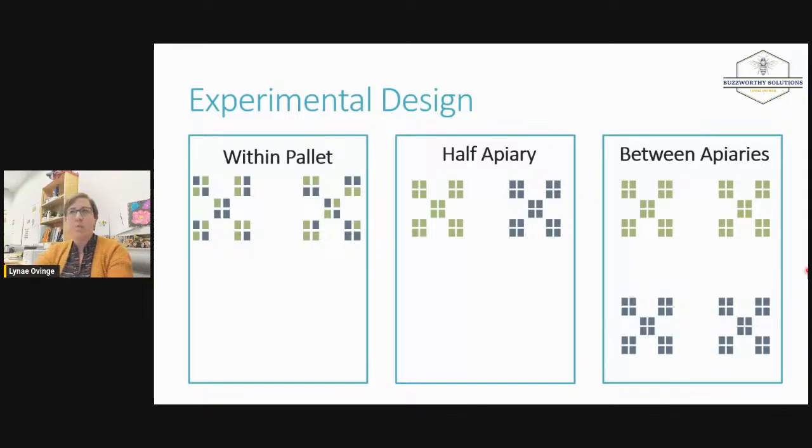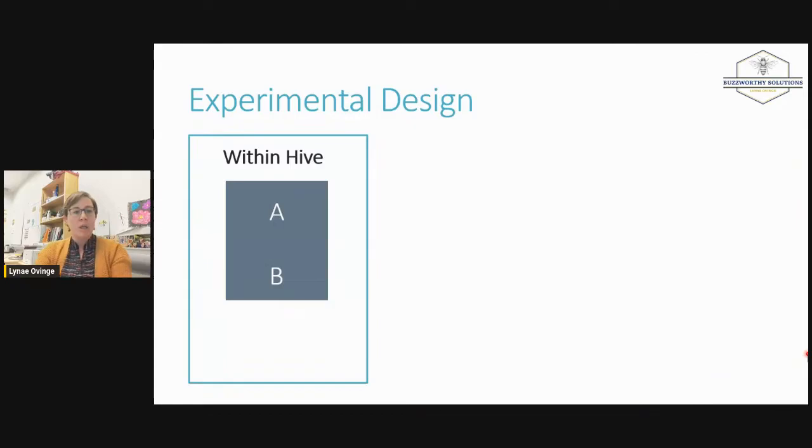So that's it for experimental design. I just want to go back to this and say that there's no right way or wrong way. I just want to present options that can work within commercial operations. And I know really large beekeepers that use each of these designs and that's what works for them. And that's how they move forward and they can find answers in their own operation.